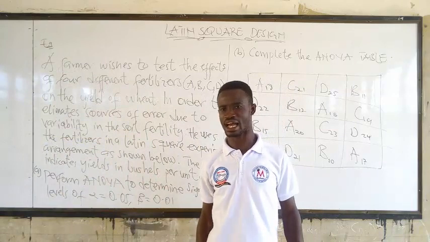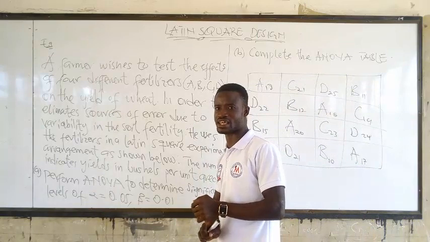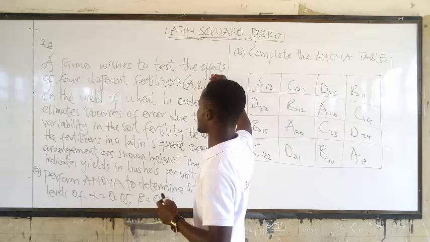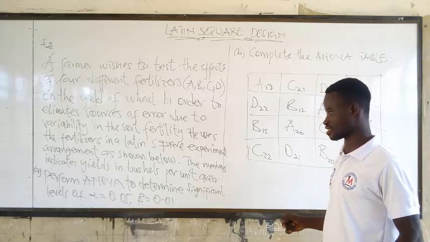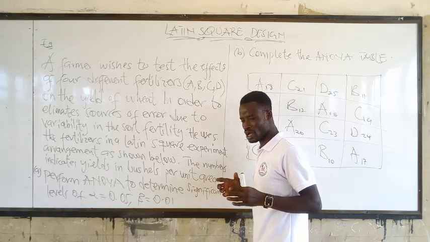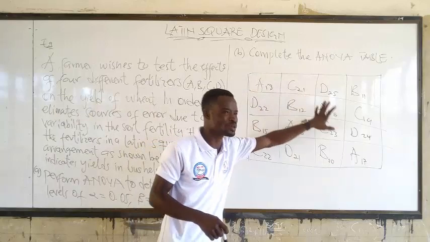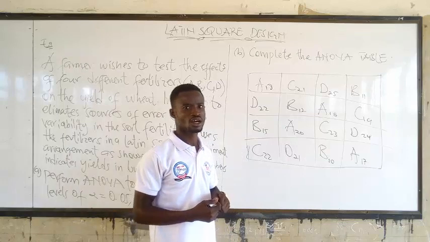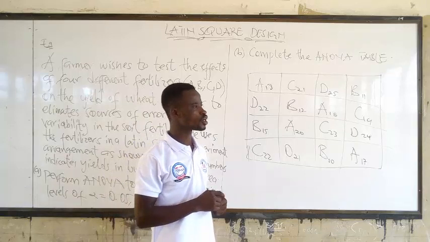Why is it a lattice square design? One, we are considering two sources of variability in order to see the effect of four different fertilizers. Now, when we were doing block, we had a table to be like this, right? But on the block, we compare and assign. That is what we do in block.